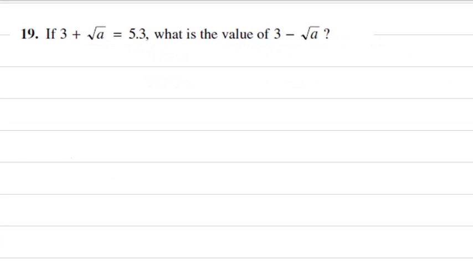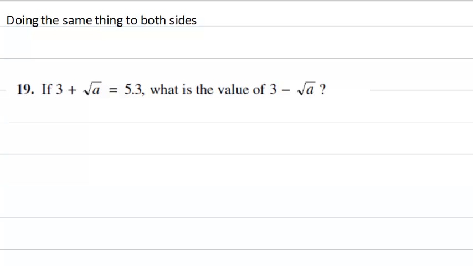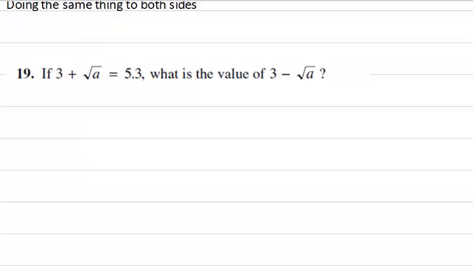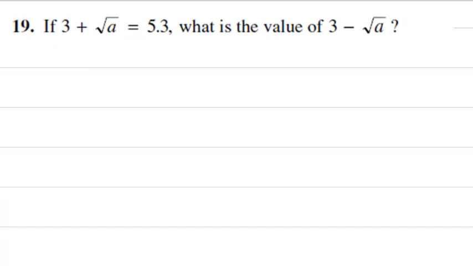So scientific notation is sort of a random application of exponent rules. Here's a problem from College Board's 2002 test. It has to do with the idea of doing the same thing to both sides. In other words, taking exponents and treating them as sort of a regular algebra problem. If 3 plus radical a equals 5.3, what's 3 minus radical a?